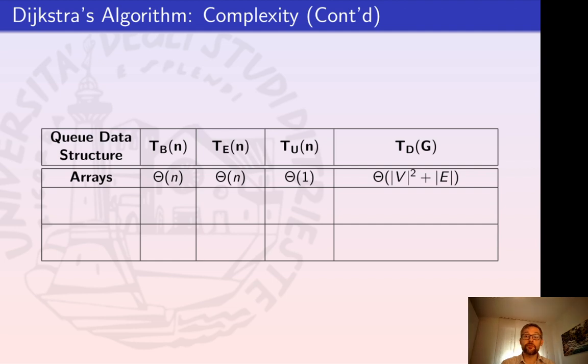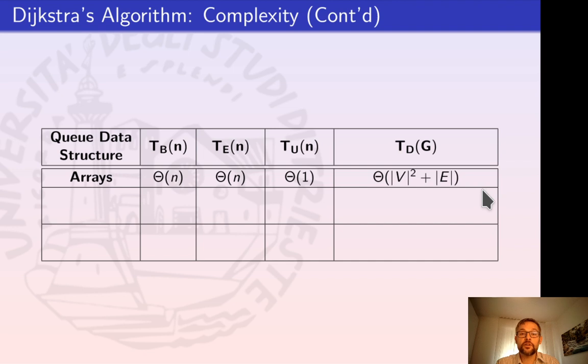So if we perform all these operations and we try to understand the overall complexity of the Dijkstra algorithm, then it turns out that by using an array we have a complexity which is theta of cardinality of V squared plus cardinality of V.